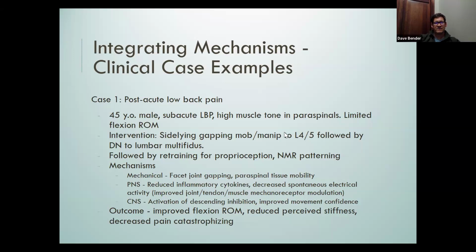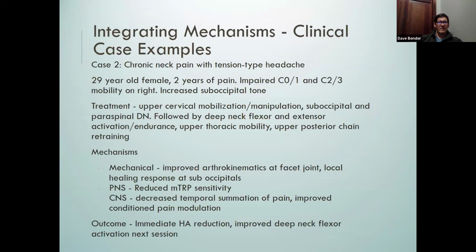See if I get to the next case here. Oh, there we go.